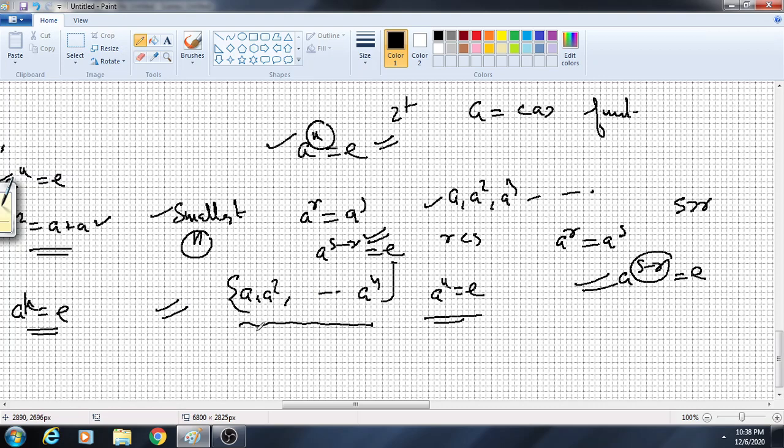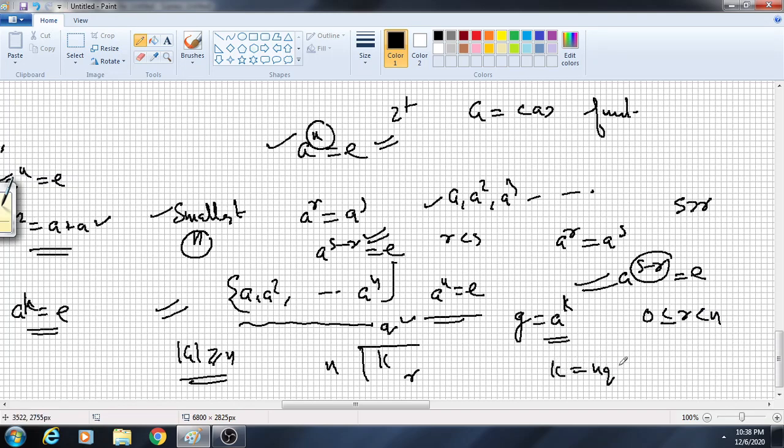So since all these elements should lie in G, definitely the order of G will be greater than or equal to n. Now how do you establish that this is equal to n? Because now you know that every element of G is actually some power of a. So if I take any integer k, I can divide it by n. When I divide, I will get the quotient q and remainder r, where 0 is less than or equal to r, which is less than n. So k can be written as nq plus r.